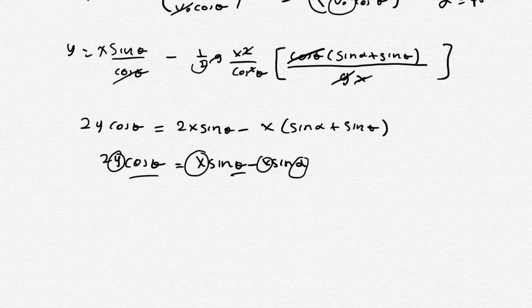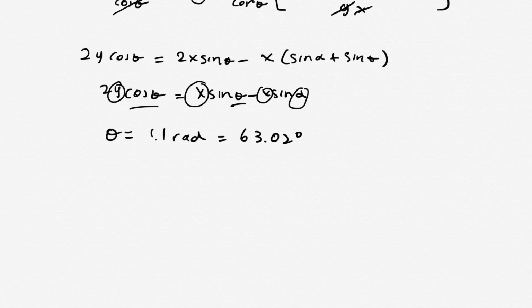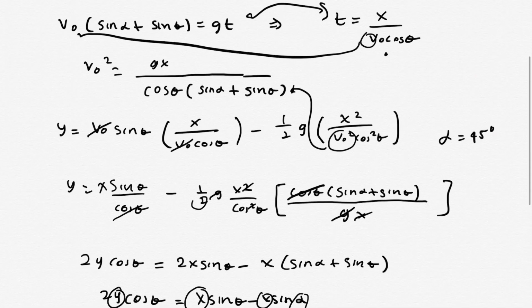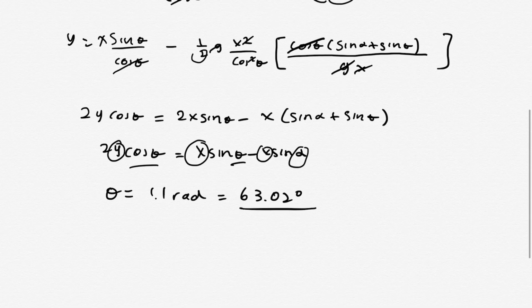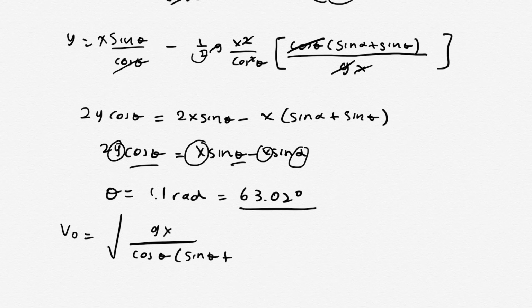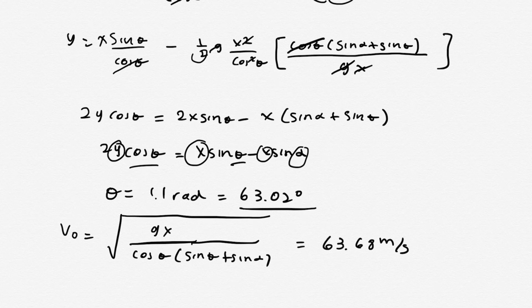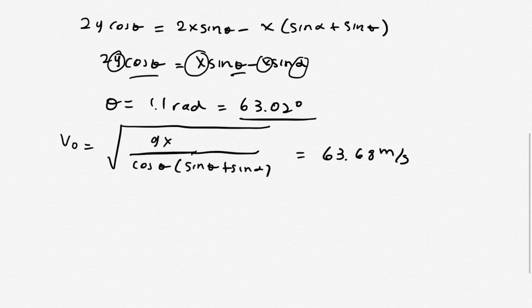So after plugging this equation in the calculator, I got the following result. Theta equals 1.1 rad, or 63.02 degrees. And then if I know this value, I can find the velocity by using this equation here. So let us go back. V sub 0 will be the root of gx divided by cosine of theta times sine theta plus sine alpha. And this will be 63.68 meters per second, a really high velocity.